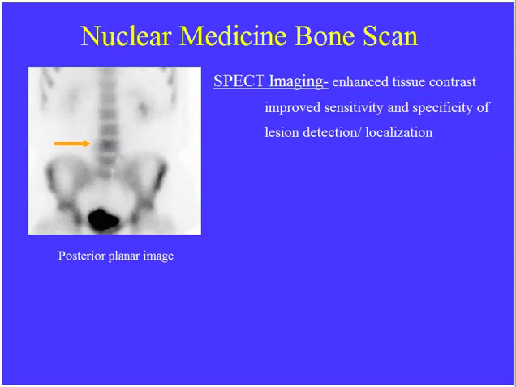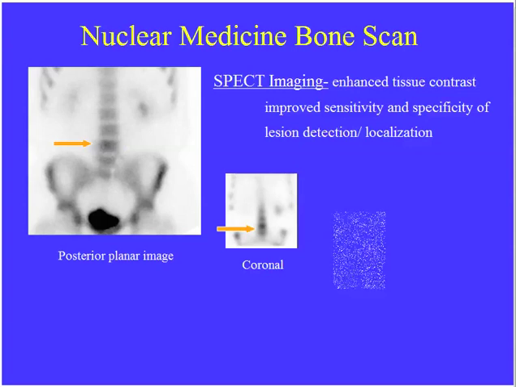Over the last couple of years, we've added CT to nuclear medicine bone scan imaging. This is a planar image where you're just looking straight through the lumbar spine from anterior to posterior, and we see a little bit of increased uptake in the L4 vertebral body. In the past, we would have just known that there's some increased uptake in that area. Now we can do CT examination.